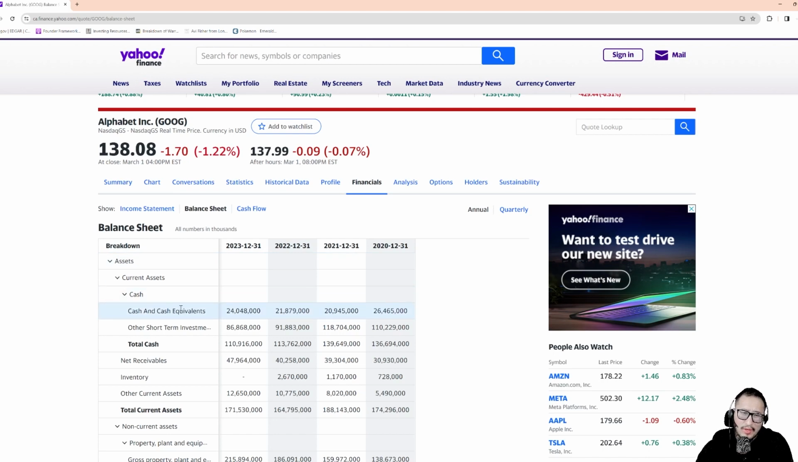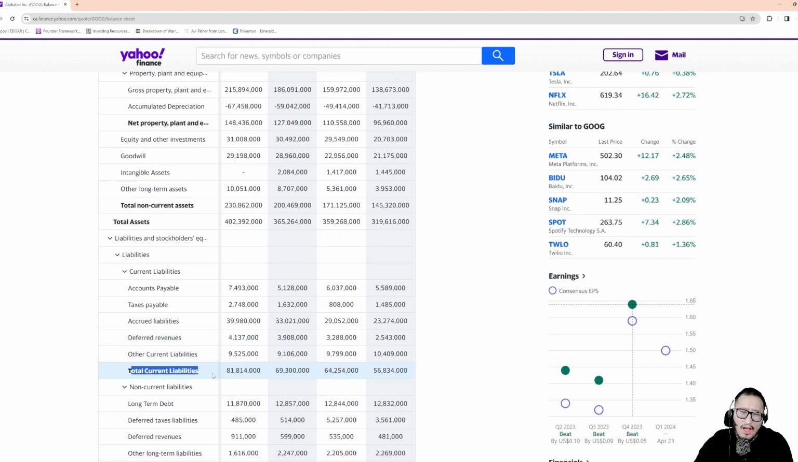So here with Google, we can see they have about $24 billion in just straight cash and about $87 billion in short-term investments. So these are like stocks and bonds that they can sell off right away to convert to cash whenever they want. So in total, that's about $111 billion or so, give or take. And if you compare that with their current liabilities, so these are all the obligations that the company needs to pay out within the next year, we can see that it's a lot more than $82 billion, which means they can easily cover their expenses within the next year.